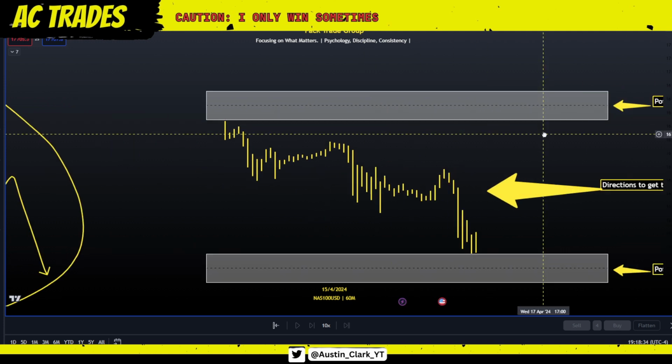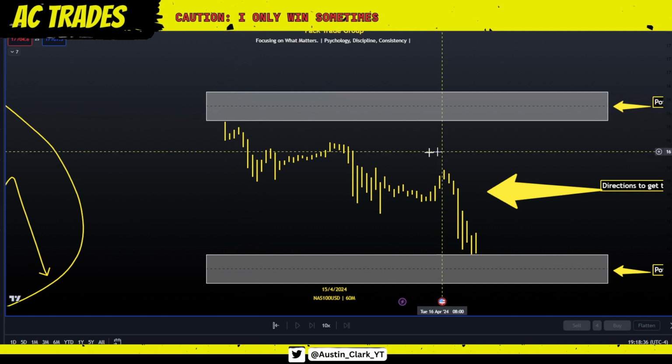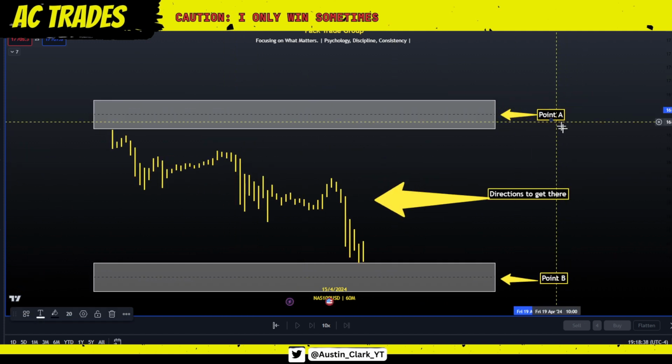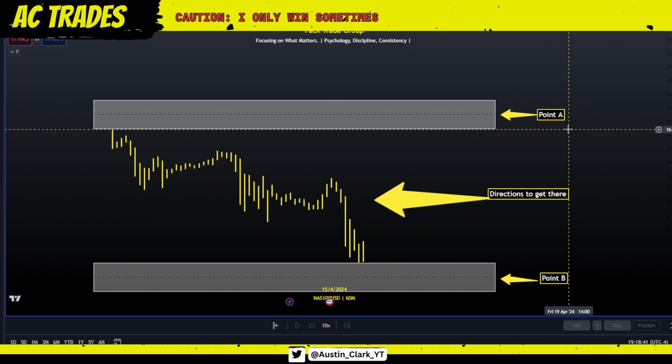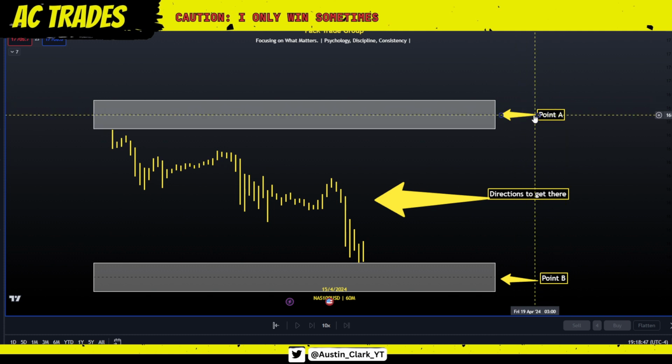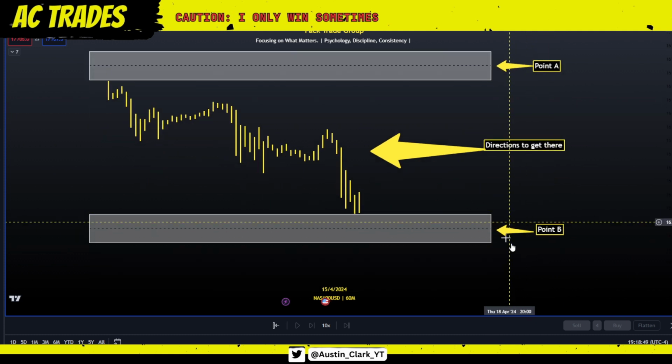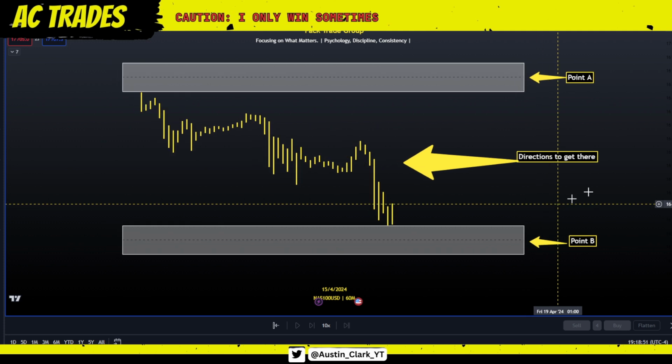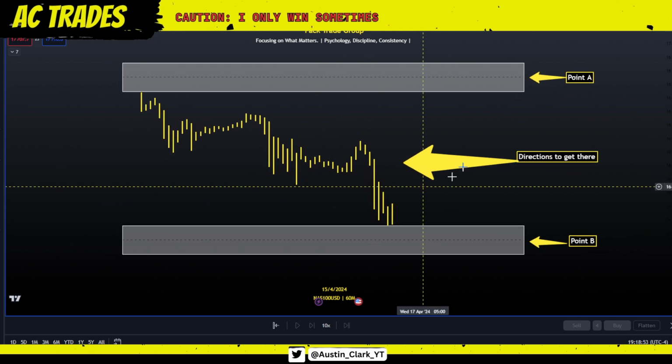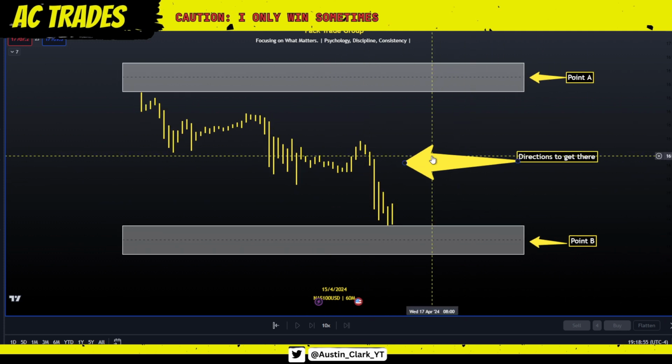So if we can all agree that the first start of the move, if we're on a road trip, okay, if we're taking a road trip to Las Vegas, and I start from Virginia Beach, okay, point A is Virginia Beach. Point B, the end result, is Las Vegas. Now I need to figure out how to get there. I need to know the directions.